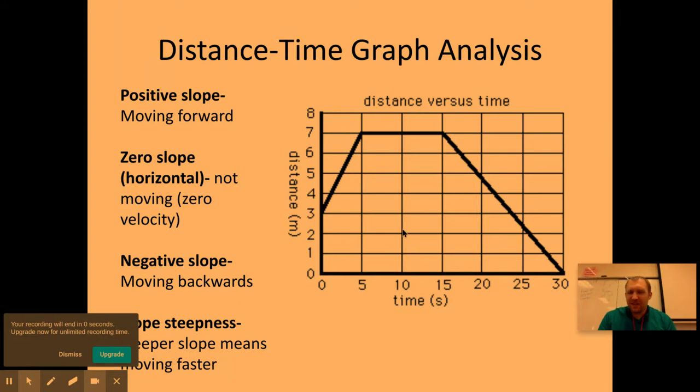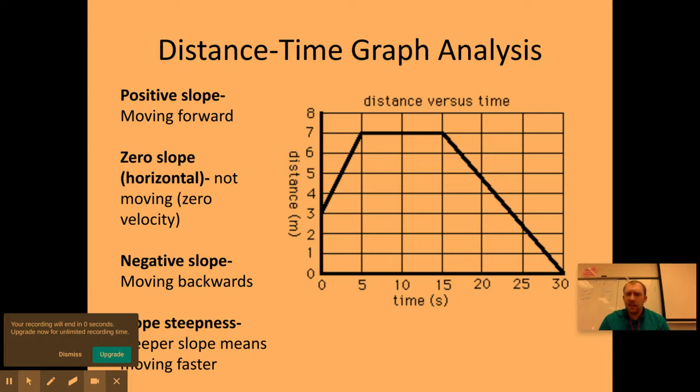So one last time, I was talking about negative slope. Negative slope means that it's moving backwards in the negative direction. That's where you get that negative velocity from. But slope steepness still means how fast it's going. So if you're comparing speeds.